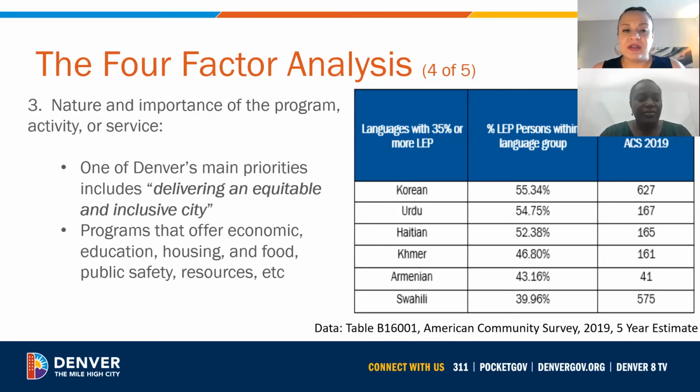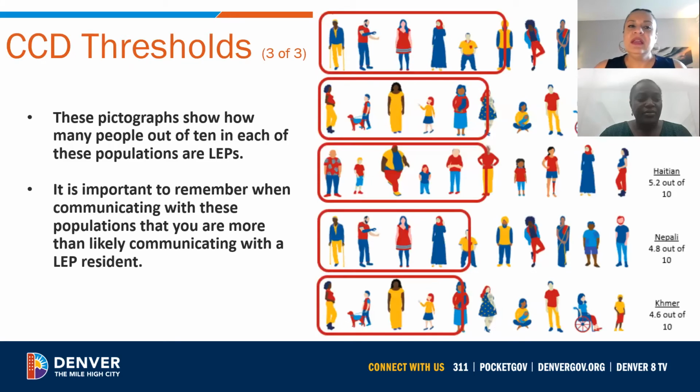So if we are going to offer economic, education, benefits, housing, food, public safety resources, etc., we also have to think about what is the nature and importance of our program and who else would be severely impacted if we neglected to provide them meaningful access. This is just a pictograph of understanding that if you do come across these languages, more than likely you are encountering an LEP. And again, it's important to remember when you're communicating with this LEP resident that you might need language assistance services.